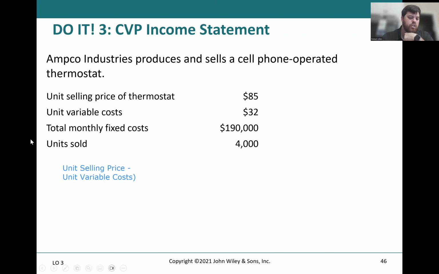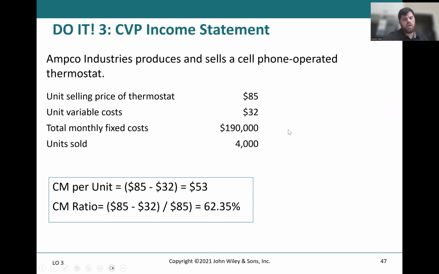Now, in this question, they're going to ask you, what is my unit contribution margin and what is my contribution margin percentage? So here's the information. I'll give you a few seconds to look it over, and then we'll go ahead and move on. Okay. So in this case, the contribution margin per unit is going to be $53, and the contribution margin ratio is going to be 62.35%.